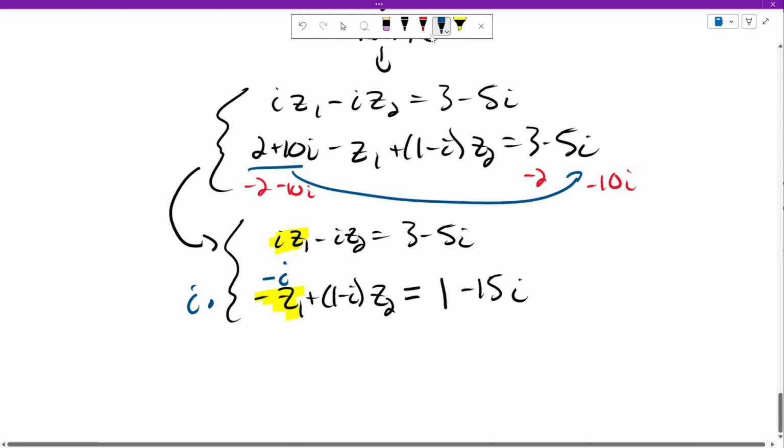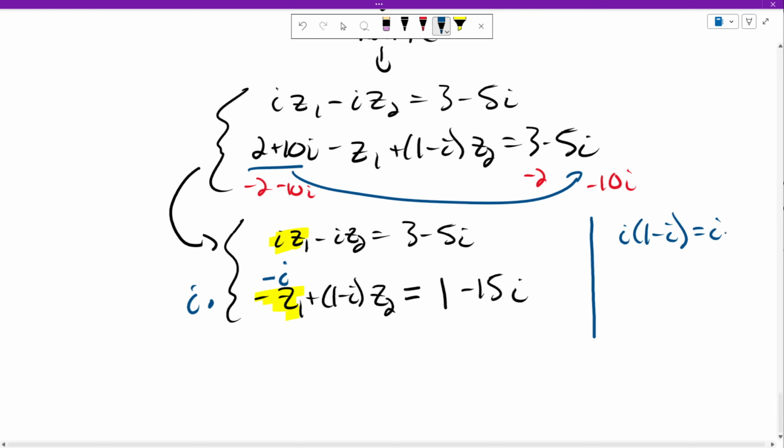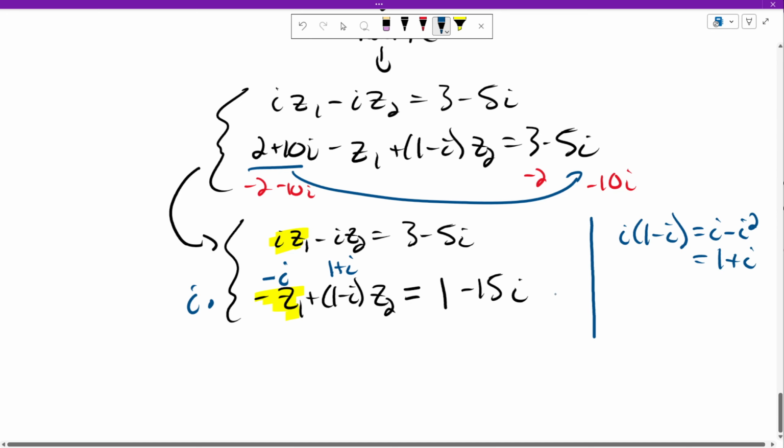Let's do some scratch work over here on the side. If we multiply i times 1 minus i, we get i minus i squared. But i squared is negative 1, so that's going to be 1 plus i. So that's going to change to 1 plus i. And then we're going to multiply this last guy by an i. Let's do some scratch work again on the side here. So that's going to be i minus 15i squared. But i squared is negative 1, so we get 15 plus i.